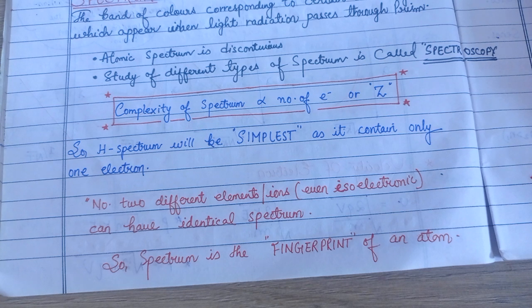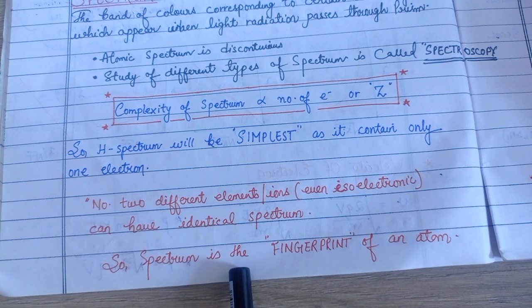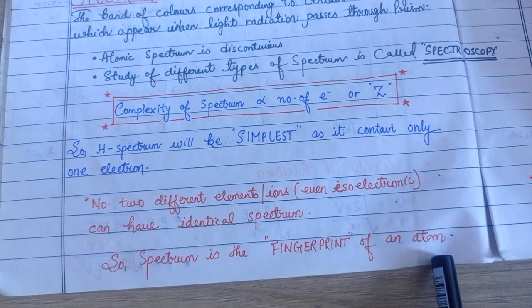The spectrum of two different elements can never be identical. So we can identify a particular element with the help of the spectrum of that atom, because all the elements are almost silvery white in color except a few. So we can identify the element on the basis of its spectrum. So, my dear students, we can say spectrum is the fingerprint of an atom.